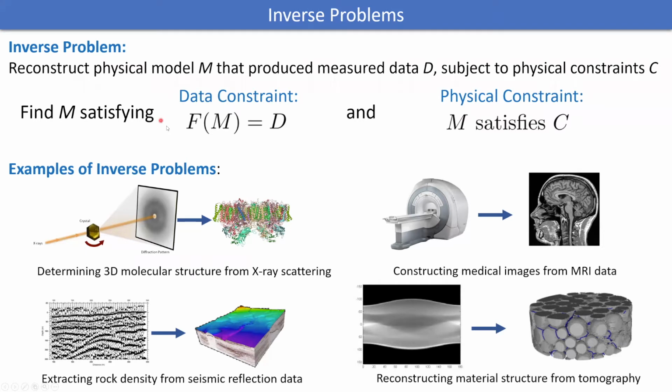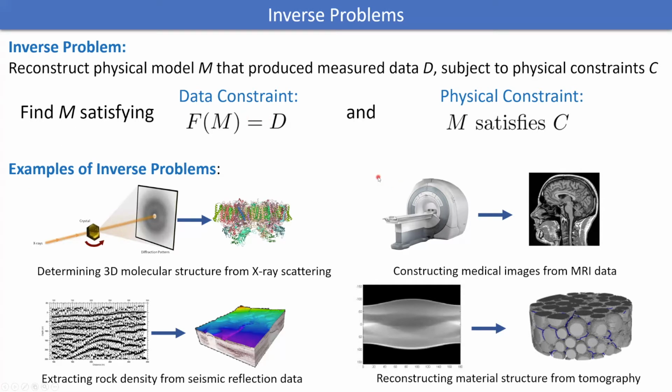You have a data constraint. So basically you want the model to correctly map to the measured data D, where this is done through some mapping F that you understand that does the mathematical operation of going from the model to the data. And you also have a physical constraint that you want to impose, where you want the model to satisfy various constraints C.